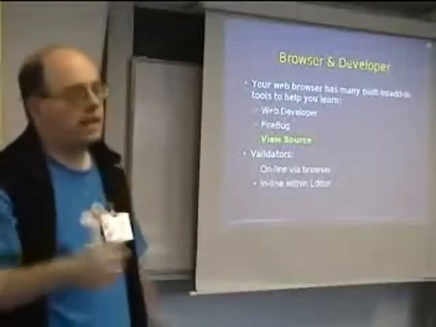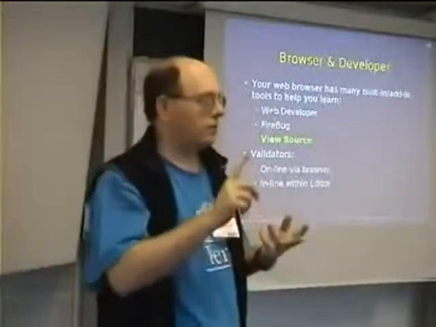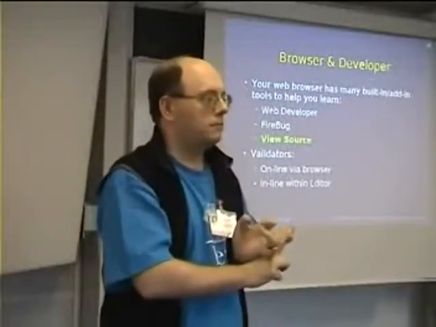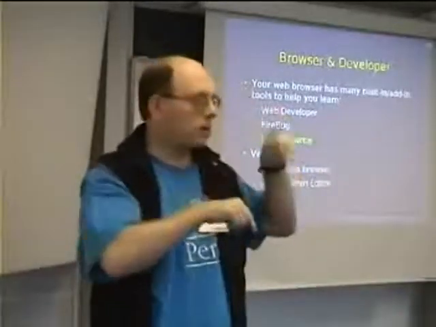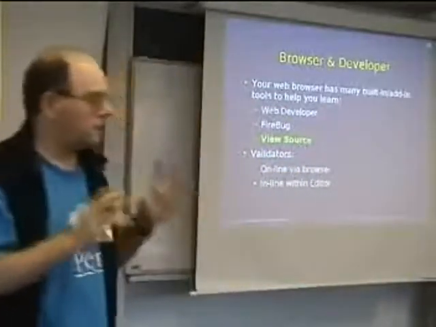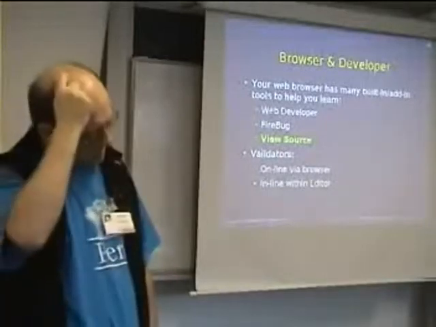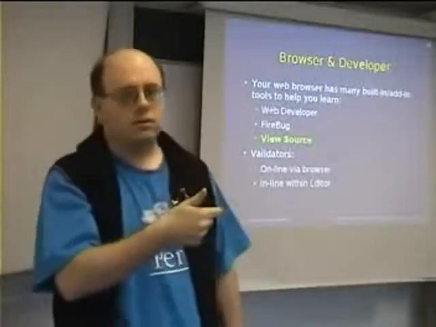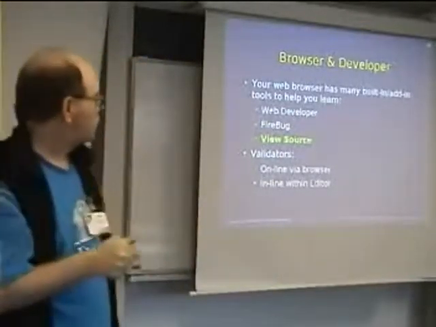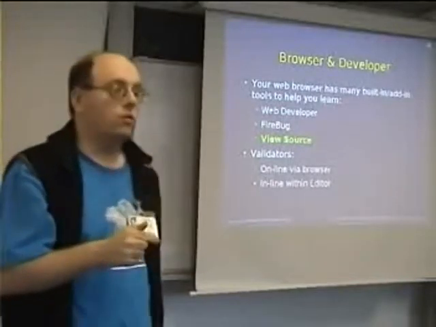Firebug will find any bug in the CSS, the JavaScript, or the HTML. It can debug all sorts of complicated things. Both of these are fantastic tools if you can't understand why that button isn't highlighting the way you thought it should be. And one of the most useful tools of all is just viewing the source.